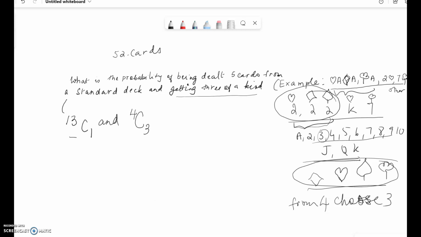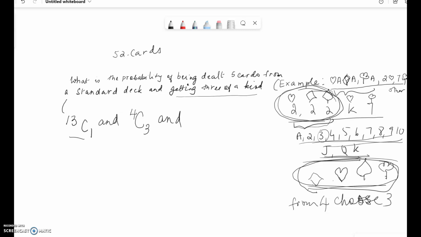So what did we first do? We picked one of the 13 possibilities for the repetition of 3 of a kind. And then from that possibility, no matter which possibility it is, we have 4 choices. It could be any one of these, but we'd have 4 of diamonds, for example, 4 of hearts, 4 of spades, 4 of clubs, or it could be 9 of diamonds, 9 of hearts, 9 of spades, 9 of clubs. So we choose 3 only out of that to make a 3 of a kind.